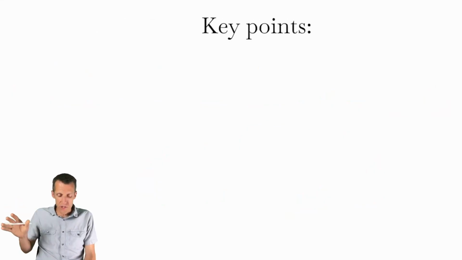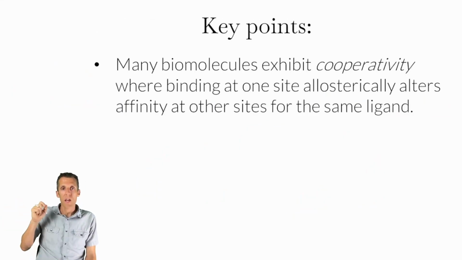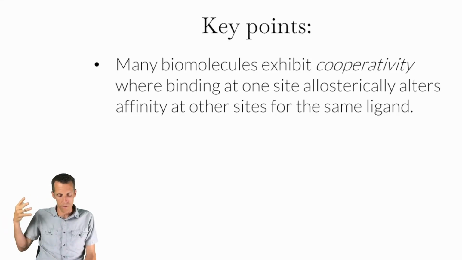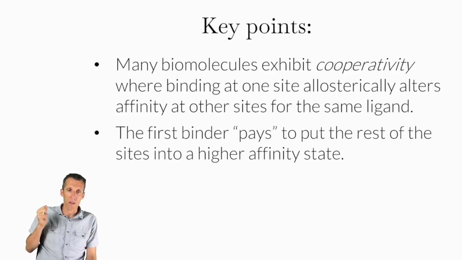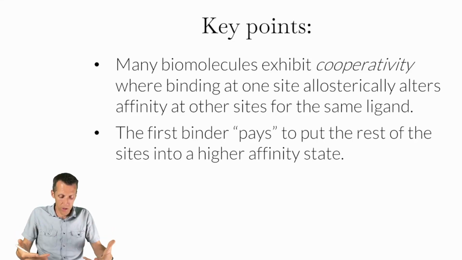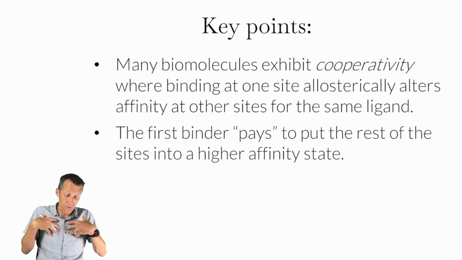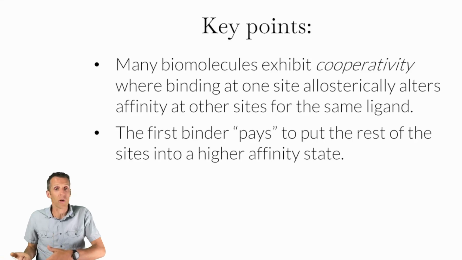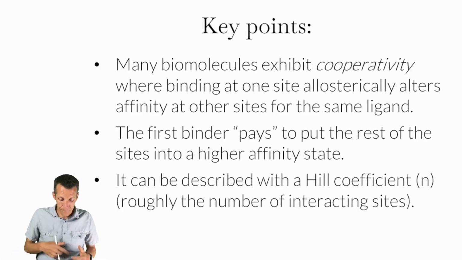Okay, so pretty much done. I want to quickly summarize our key points. The first is that many biomolecules exhibit cooperativity, where binding at one site allosterically alters the activity or the affinity at other sites for the same ligand. And the good way to think about this is the first binder pays to put the rest of the sites into a high affinity state, then everybody else rides for free. Your friend pays for the Uber, so you ride their Uber, you don't ride somebody else's Uber.